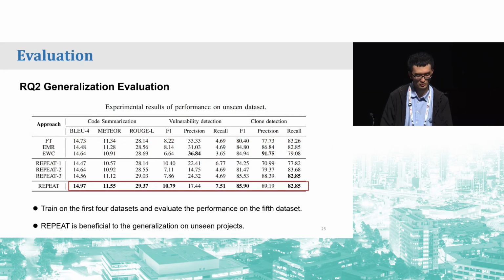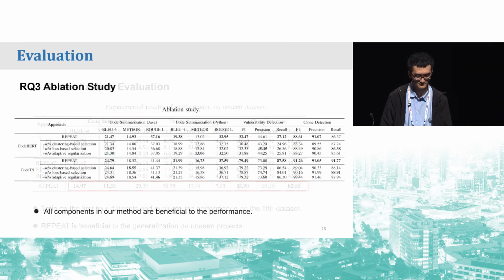In RQ2, we study whether our method is also beneficial to generalization on unseen datasets. Here we train the model on the first 4 datasets and evaluate the performance on the 5th dataset. From this, we can find that continuous learning is beneficial to generalization on unseen projects, and our method can achieve the best overall performance.